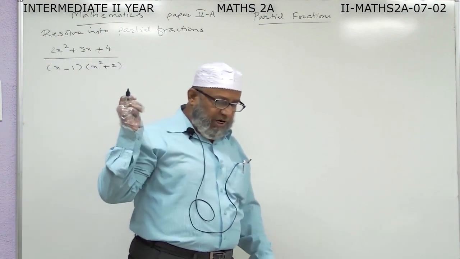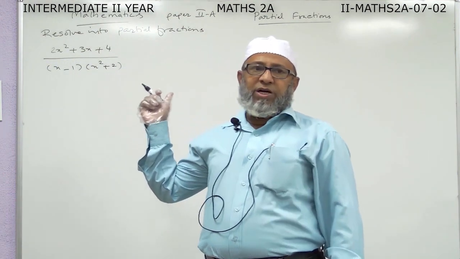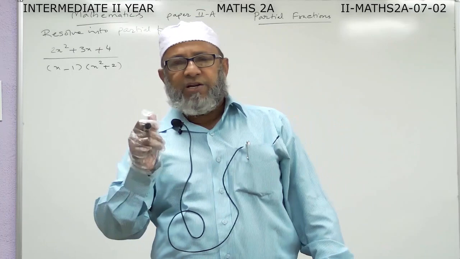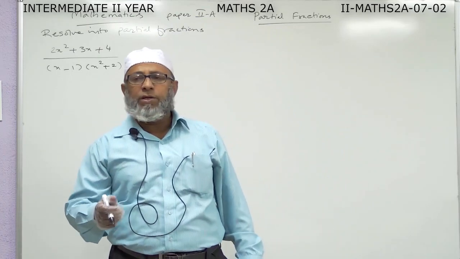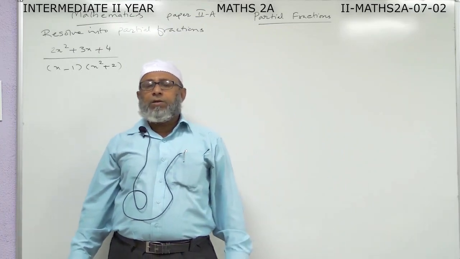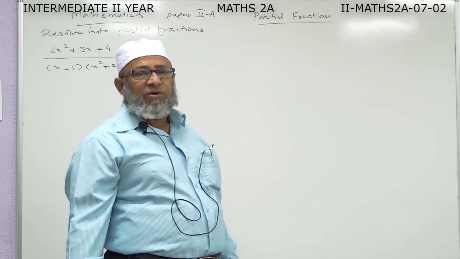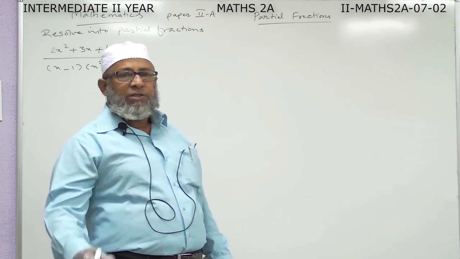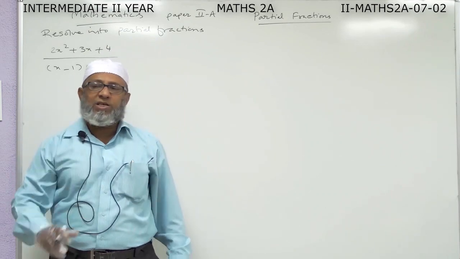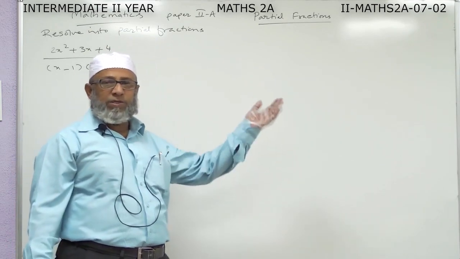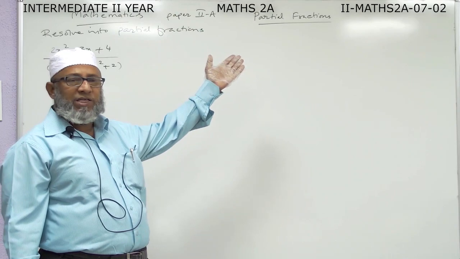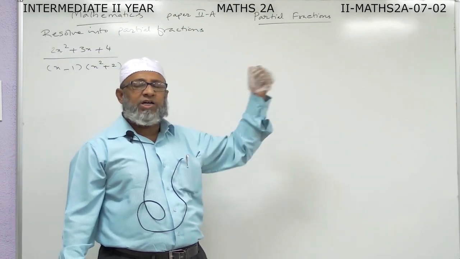As I told you yesterday, if the denominator consists of linear factors, the substitution will be a by (ax plus b), b by (cx plus d) and so on. In the case of repeated and non-repeated, the substitution will be the same, that is a by (ax plus b), b by (ax plus b) whole square, c by (ax plus b) whole cube and so on. So this is the second case.